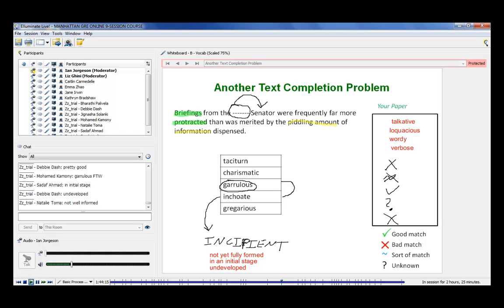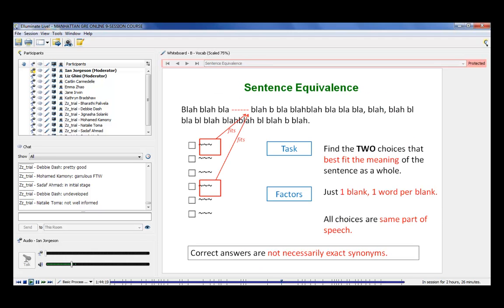All right, let's switch over and talk a little bit about sentence equivalence here, and then we'll move on to math. So sentence equivalence is in some ways very similar to the text completion problems, because they're giving us a sentence, and we have to understand the sentence and use that to help us figure out what choices to choose. But there's one really big difference, and that is we're going to have to choose two answers.